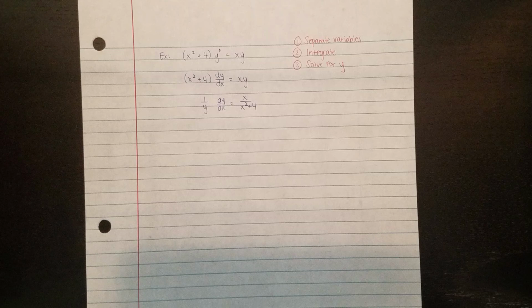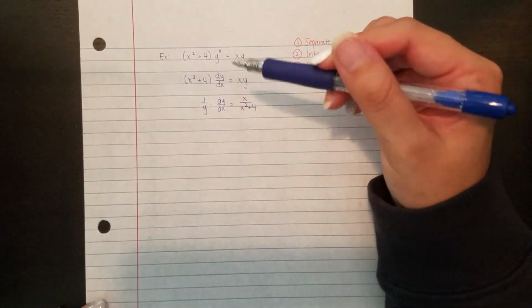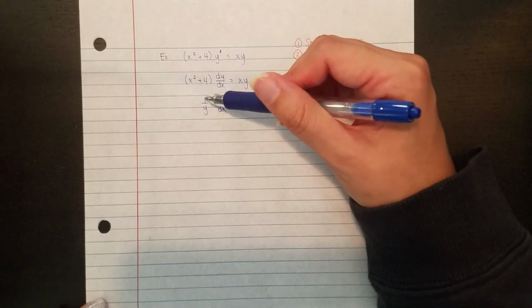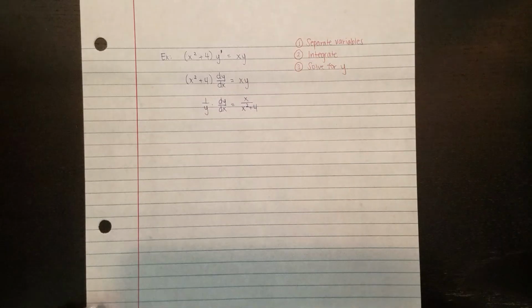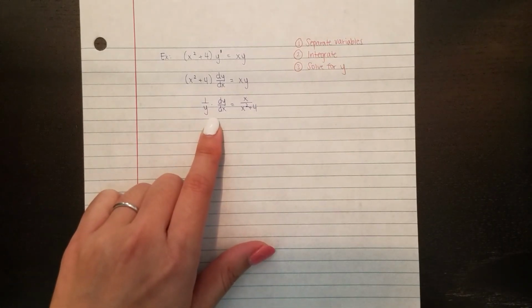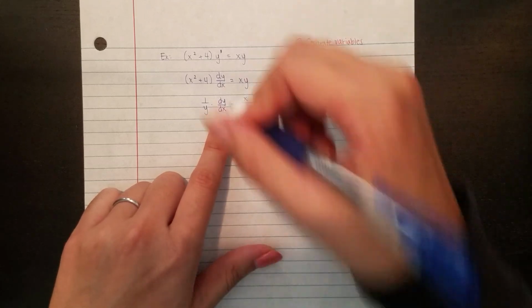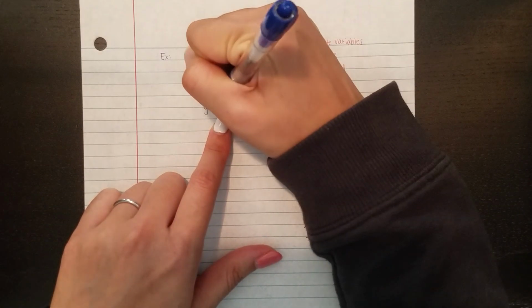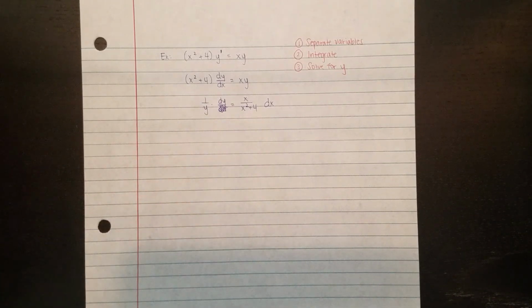Alright, so I've done a couple steps all in one go. I rewrote the y prime, and then I divided by y to get it onto this side, and then divided by x squared plus 4 to get it onto this side. See how I have separated my y's and my x's? What's missing is the dx. I'm going to multiply it over to this side. That way I just have 1 over y dy equals x over x squared plus 4 dx. Okay, so I've separated all my variables. Now let's integrate.